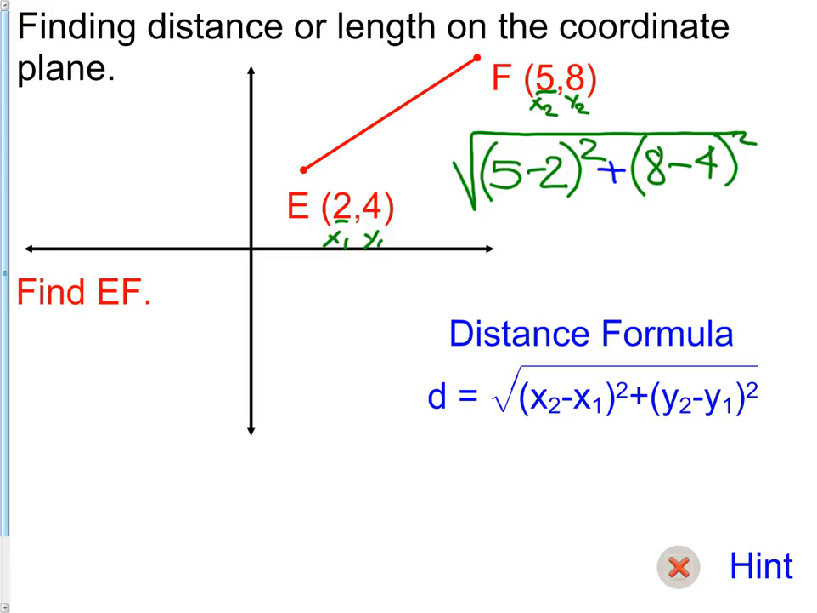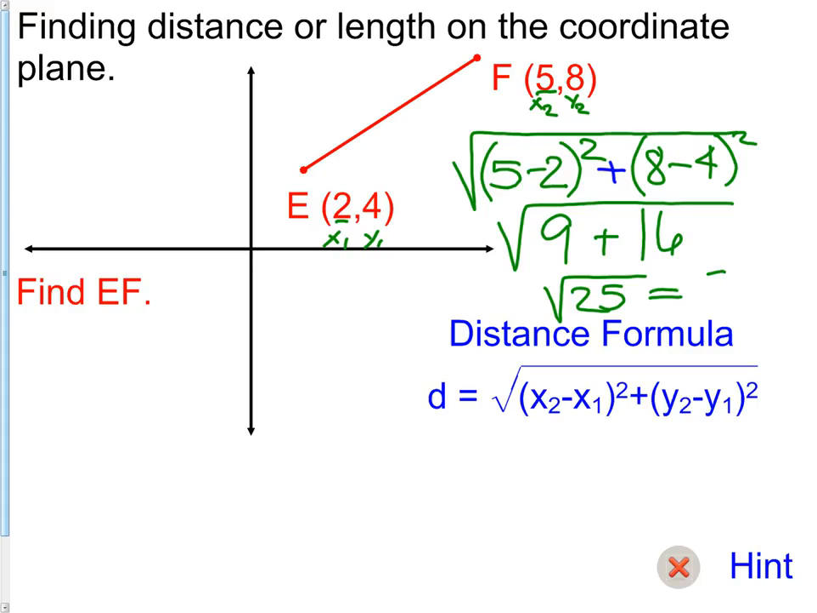Now hopefully the next math step should be pretty easy once you have the formula set up. 5 minus 2 is 3. 3 squared is 9. 8 minus 4 is 4. 4 squared is 16. 9 plus 16 is 25. The square root of 25 is 5. So we now can see the distance from E to F is 5.